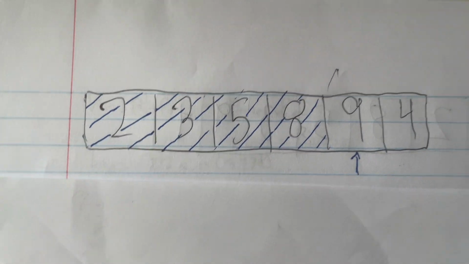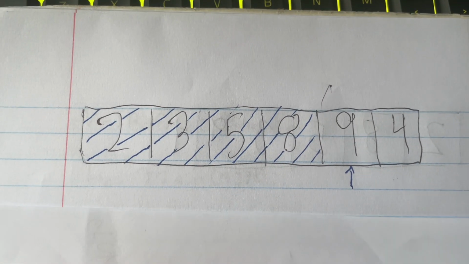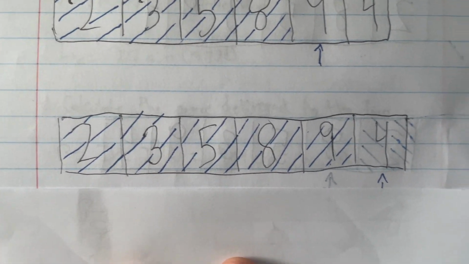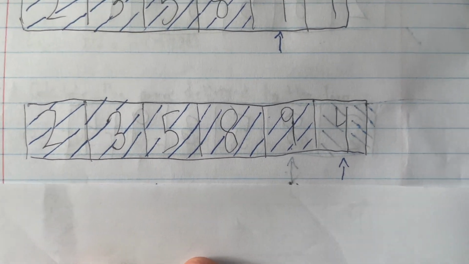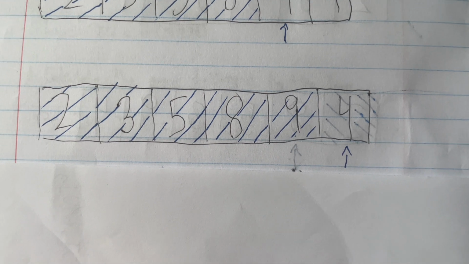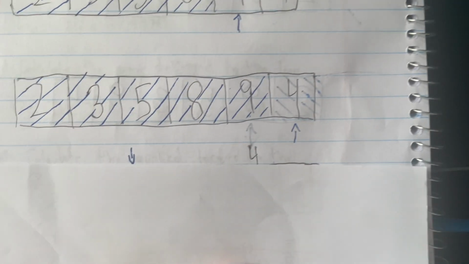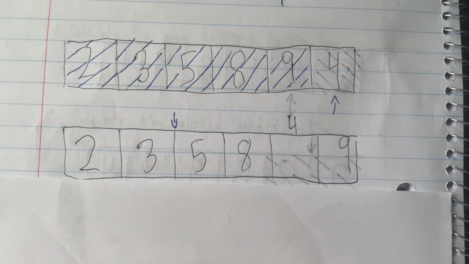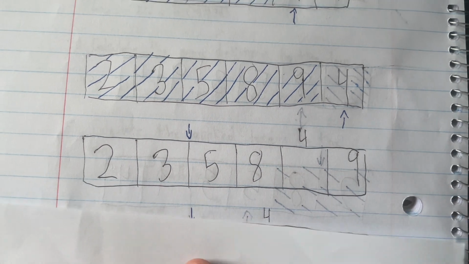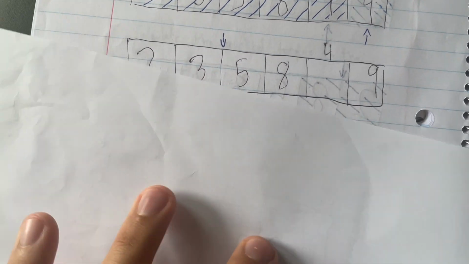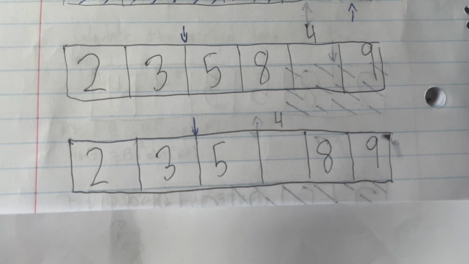We look at 9, we compare it to its item on the left. 9 is greater than 8, so we just leave it in the same place. And now we have to look at 4, the last item on our list. We compare it to its item on the left. Of course, 4 is less than 9, so we swap them. Now we compare it again. We compare 4 with 8. Of course, 4 is less than 8. So we swap them again.